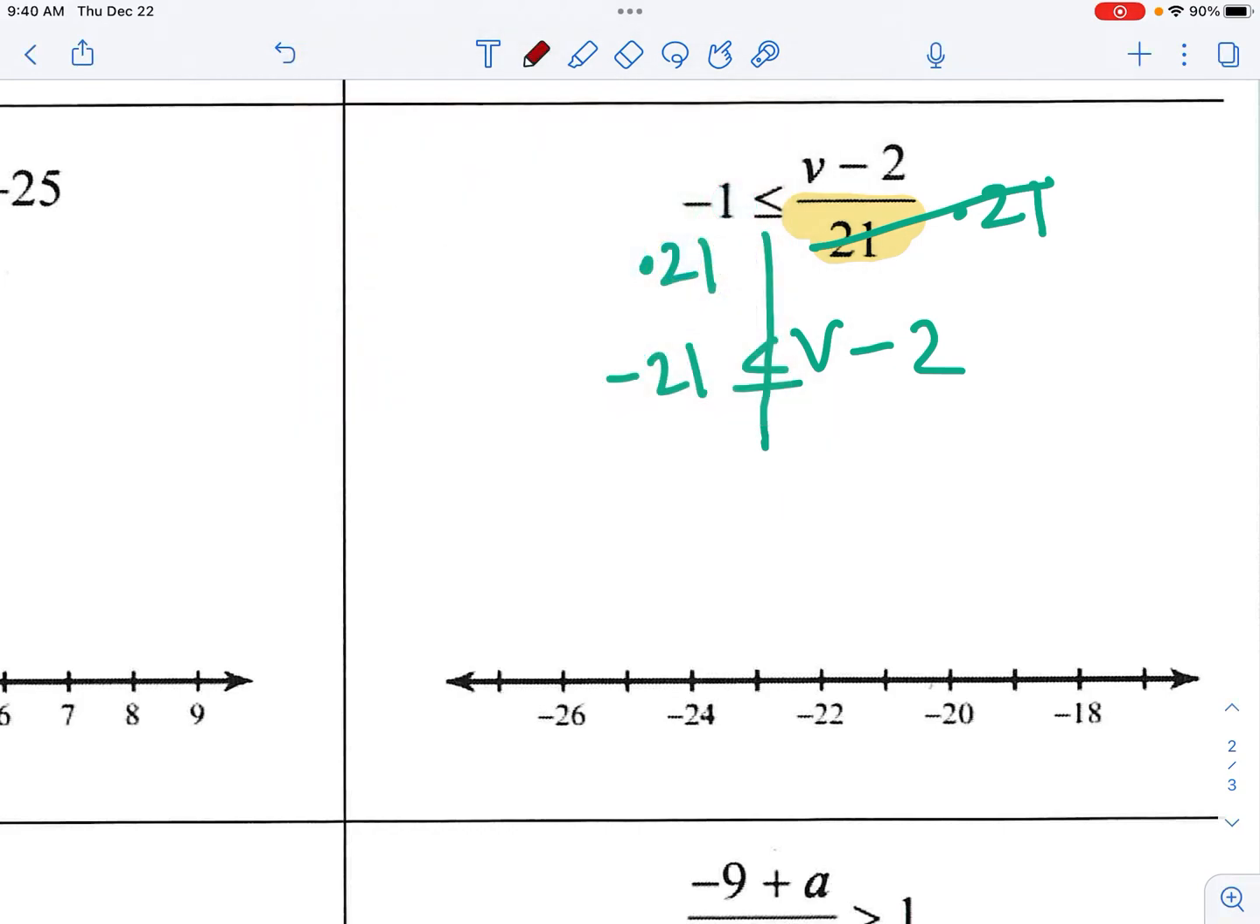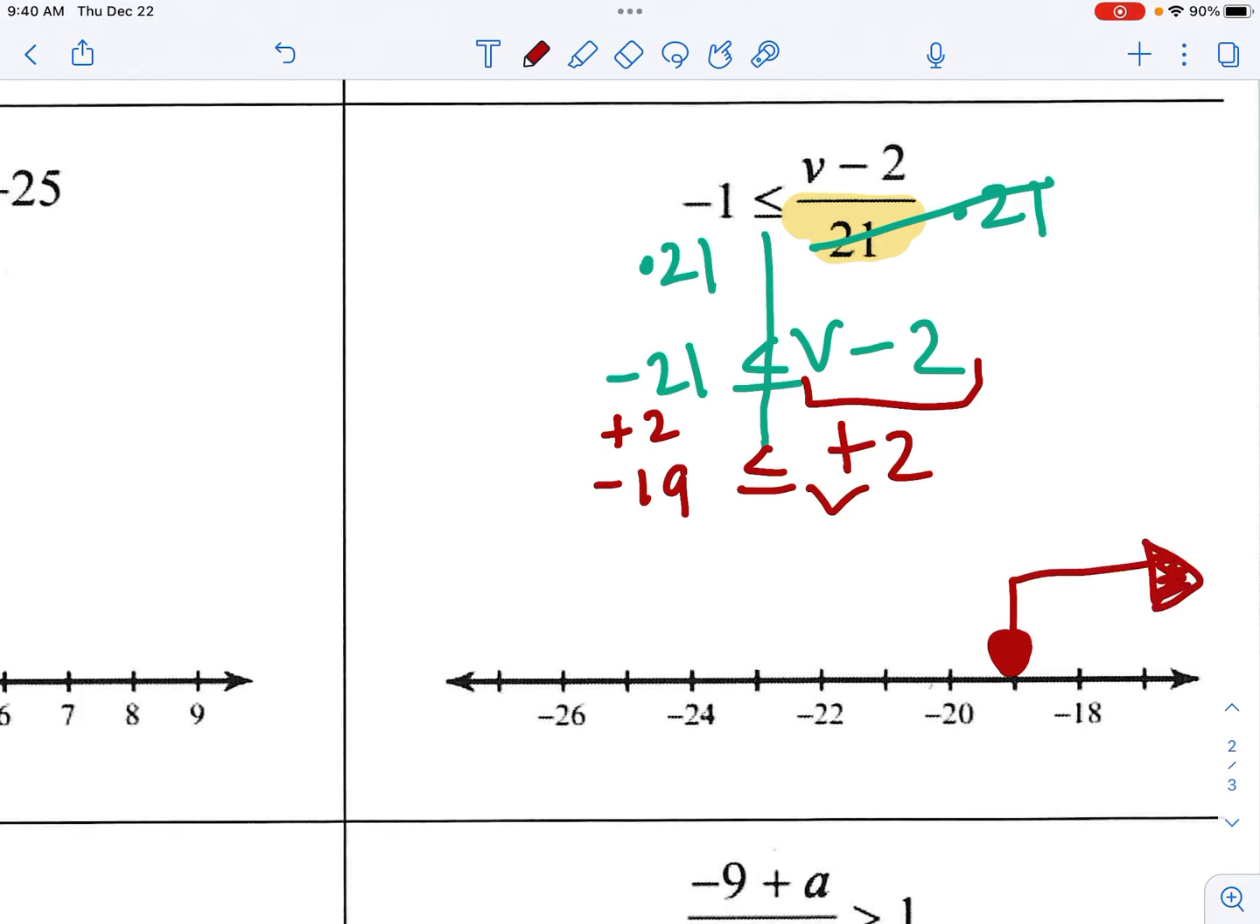And now I can undo my subtraction. I'm going to undo my subtraction by adding 2 to both sides. I'm adding, so now I have my addition rules. I have different signs here, so I subtract: 21 minus 2 is 19, and the larger number is negative, so my answer is negative. So I am left with v is greater than or equal to negative 19. I'm going to find negative 19 on my graph. It's greater than or equal to, so it's going to be a closed circle. And then v is greater than, so my arrow is going to go to the right.